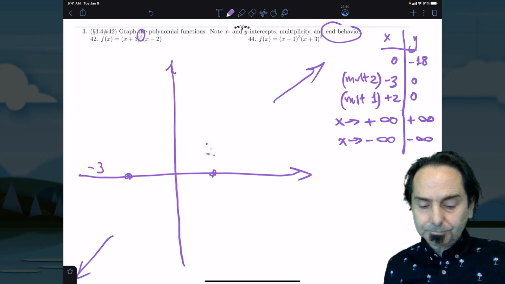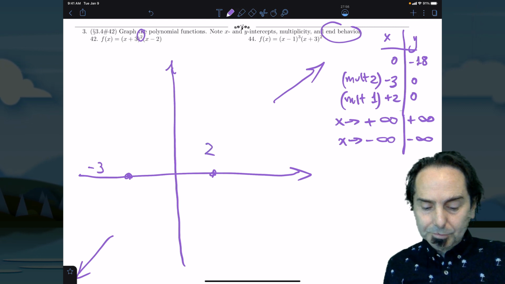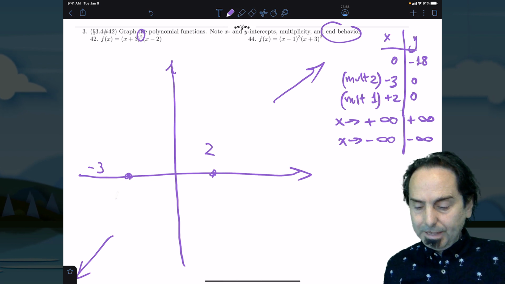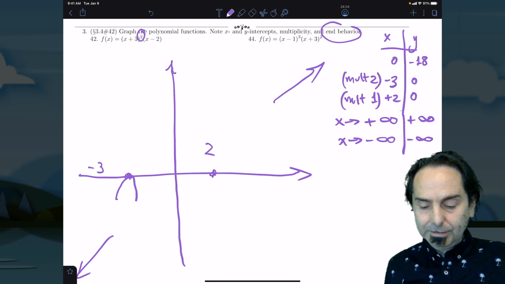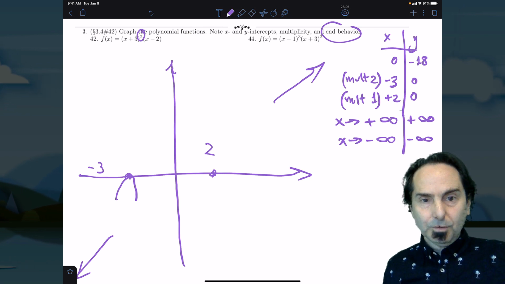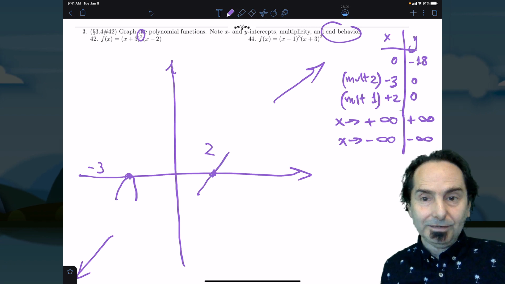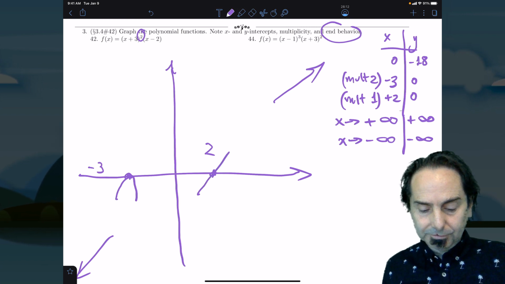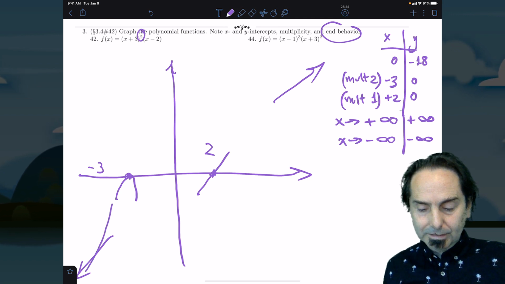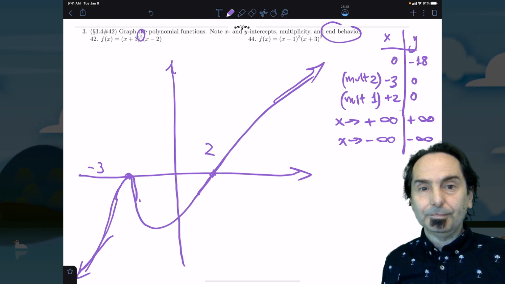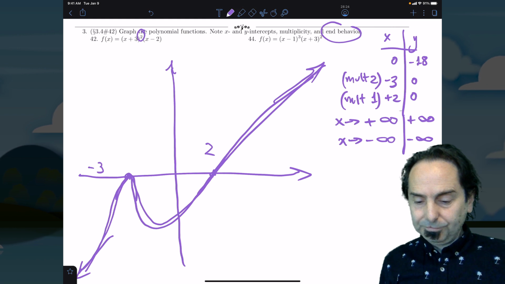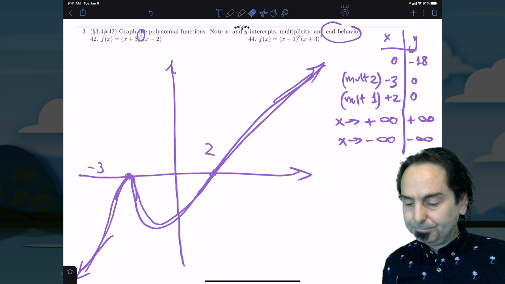With multiplicity 2, that means that it's going to look like a parabola near negative 3. And with multiplicity 1 at the 0, 2, it's going to look like a straight line. So those are the pieces. We just have to connect them because it's a continuous and smooth function, and it's going to look something like this. So there it is. It's a cubic that looks roughly like that, and that's at least a decent sketch. Okay. Let's pause, let's erase this, and take a look at the next one.